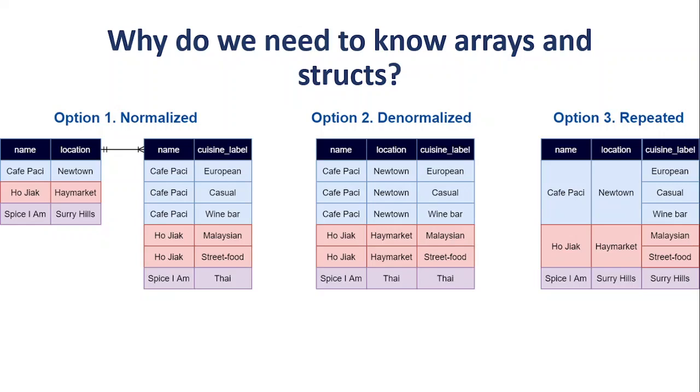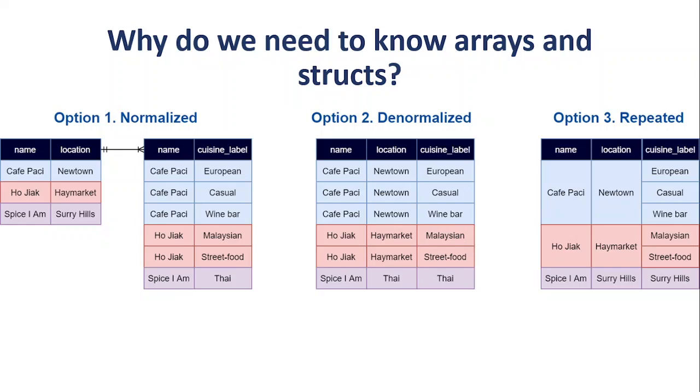The first topic is why we need to know about array and struct in BigQuery. If you look at the picture, it has three different schemas of a restaurant table, its location, and its cuisine. The first schema, option one, is normalization. Normalization is a basic data warehouse concept which helps us avoid storing redundant data, which helps in reducing the storage cost. But it impacts the query performance.